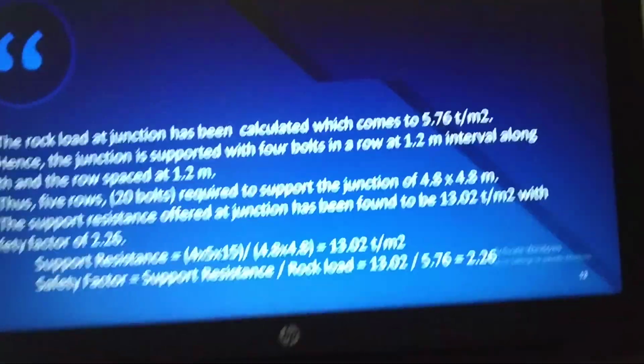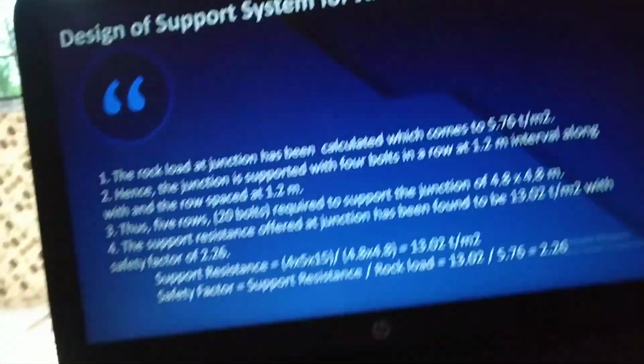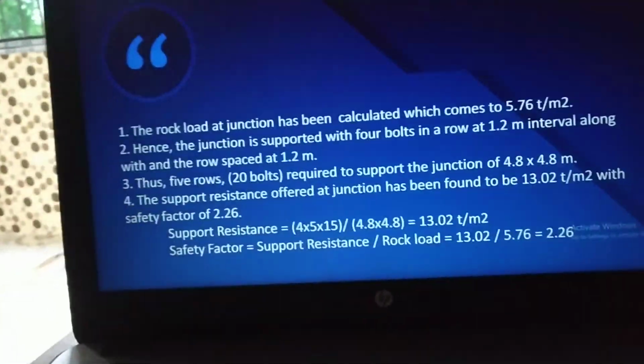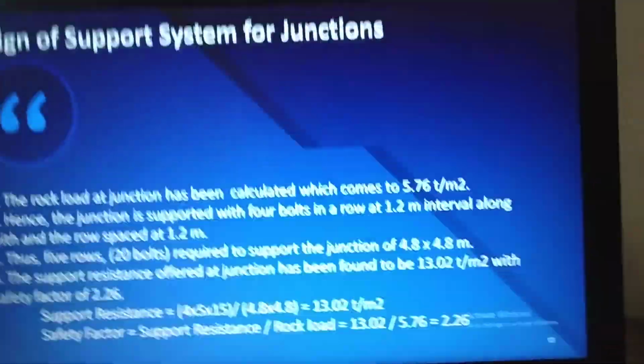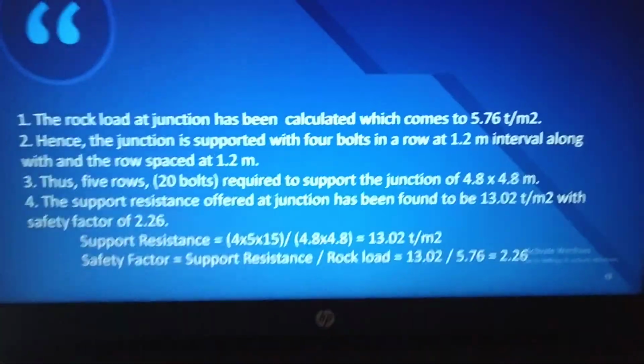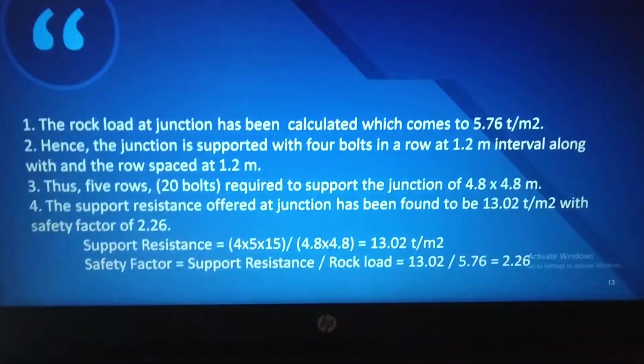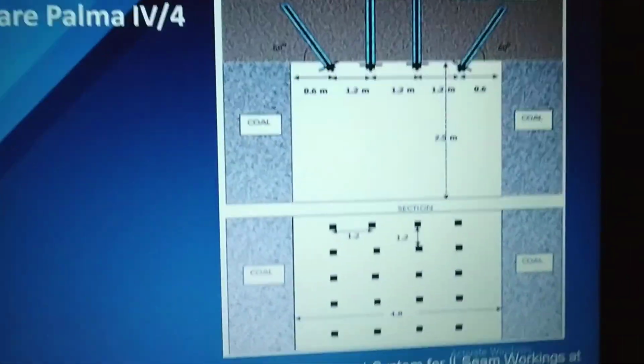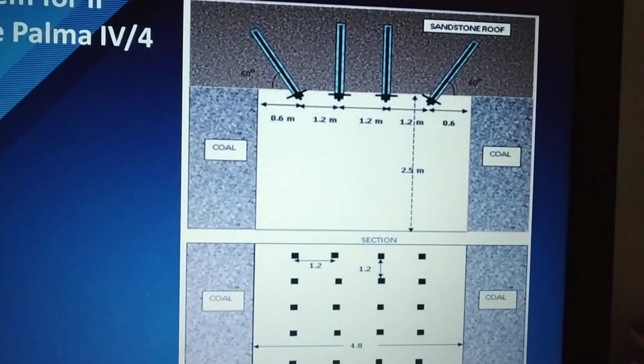So here also we can see how the safety factor after having the cable bolts at the junction has changed and has become a lot more supportive than it was. This is just a figurative description of what I said earlier.